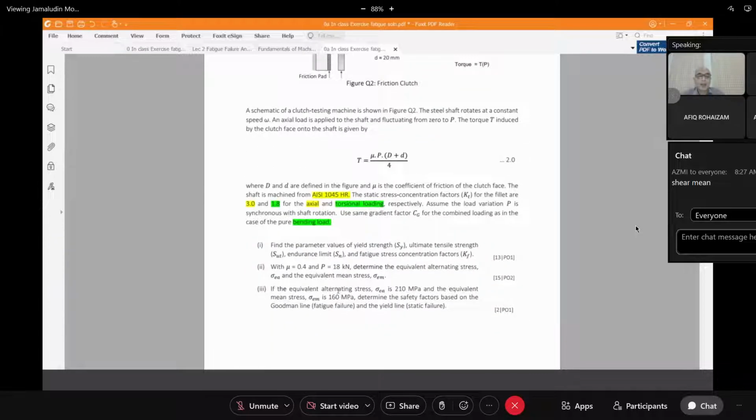Find the parameter values of SY, ultimate tensile strength SUT, endurance limit, and fatigue stress factor. That will be the first one. Basically you are preparing yourself to calculate the stresses. I think this one will not be that long. Let's say 5 minutes, 9:20: SY, SUT, SN, remember SN, CL, CG, and so on. We're going to discuss at 9:20.